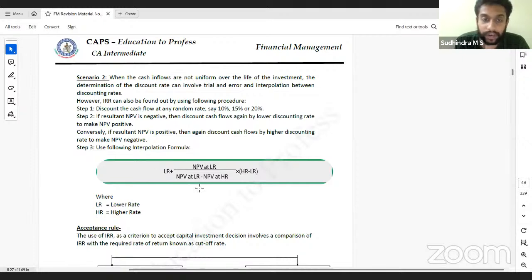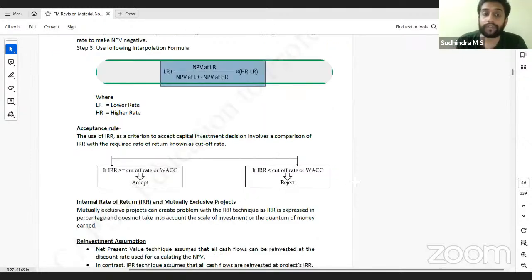This is the formula that we discussed. Acceptance: if IRR is greater than or equal to cutoff rate or WACC, accept. If IRR is less than the cutoff rate or WACC, reject.